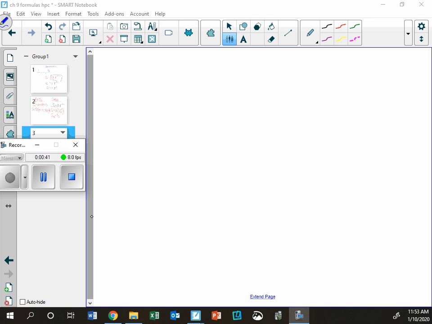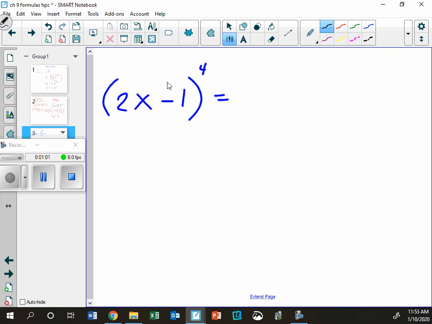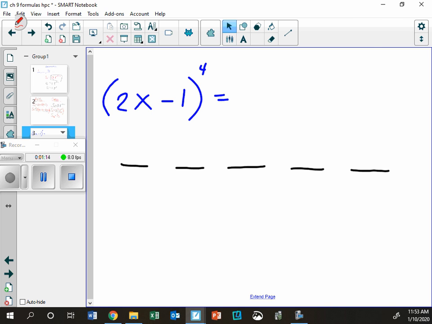So the first question I want you to try is, I think I said 2x, didn't I? Okay, because you can use any variable. Minus 1 to the fourth. All right, so how are you going to get those? How many blanks are there? 5 blanks. Now, I'm going to spread it out across the whole screen because these are kind of crowded. There's a lot of numbers for each term.